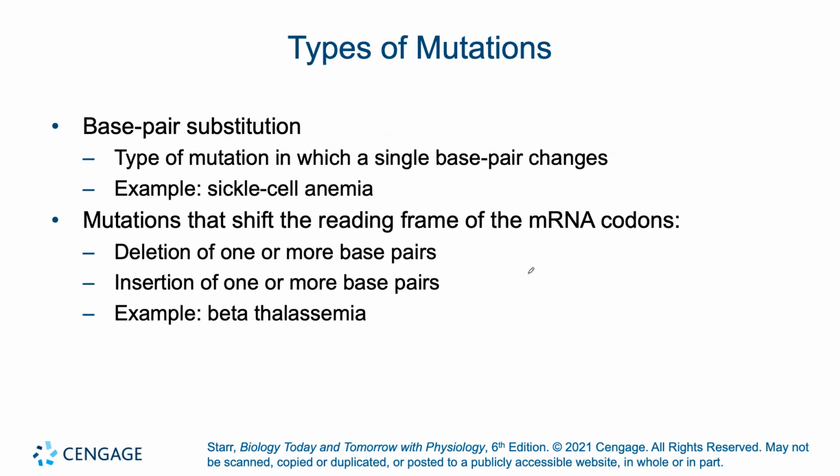Types of mutations, not in terms of the result of the mutation, but what sort of change takes place in the actual message. It can be a base pair change, can be an insertion, can be a deletion, all right? Mutations that shift the reading frame of the messenger RNA can result from the deletion of one or more base pairs, the insertion of one or more base pairs. And the example can be beta thalassemia, if it happens, for instance, in a hemoglobin gene, all right?